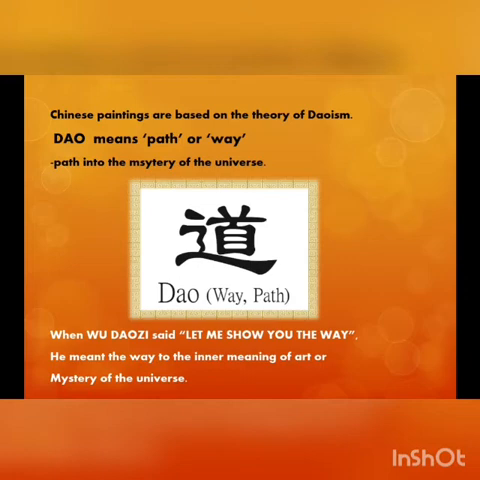So, first of all, Chinese paintings are based on the philosophy of Taoism. Tao means path or way, the way into the mystery of the universe. The emperor may rule our territories, but the artist alone knows the way within. Life has no meaning unless we undertake the inner or spiritual journey. So it's the path. Tao is the path into the mystery of the universe.